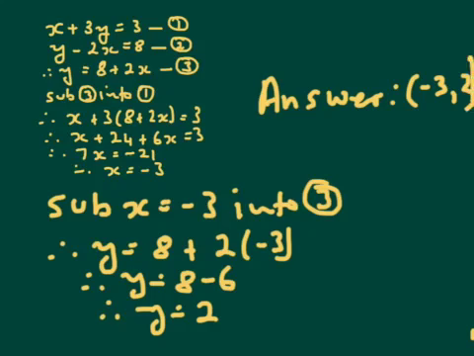And once again, fellas, if we plotted equations 1 and 2 on a graph, I'm not going to do it now, we would find that the point of intersection is negative 3, 2. And that's the end of the substitution method.